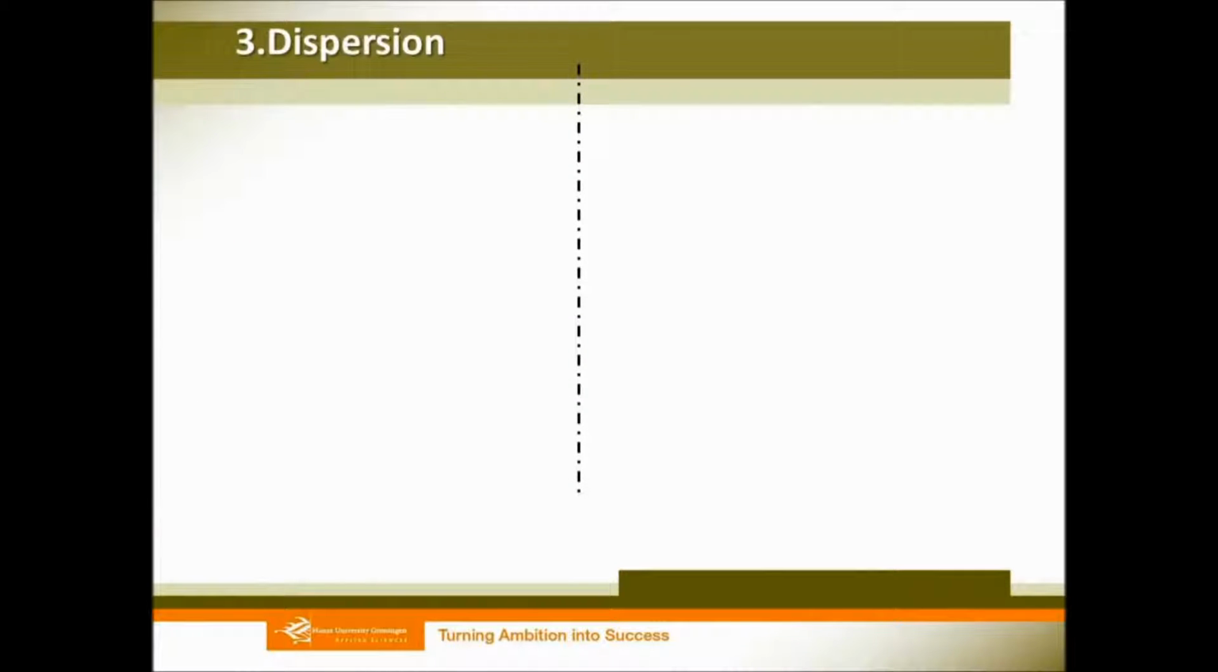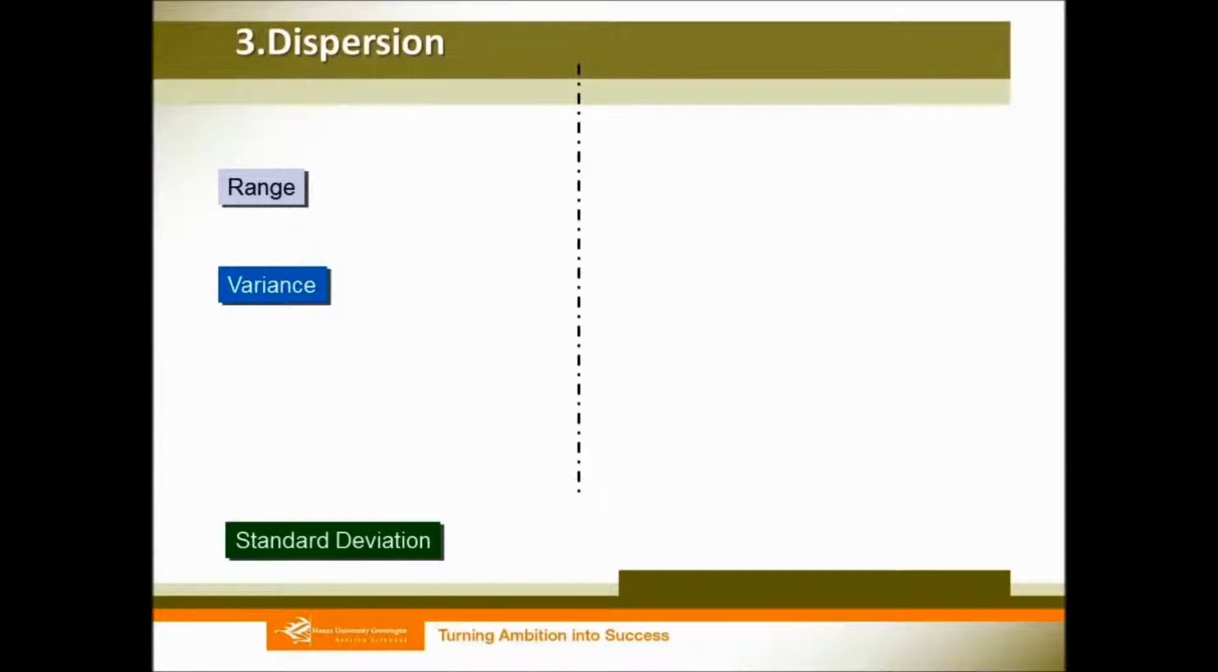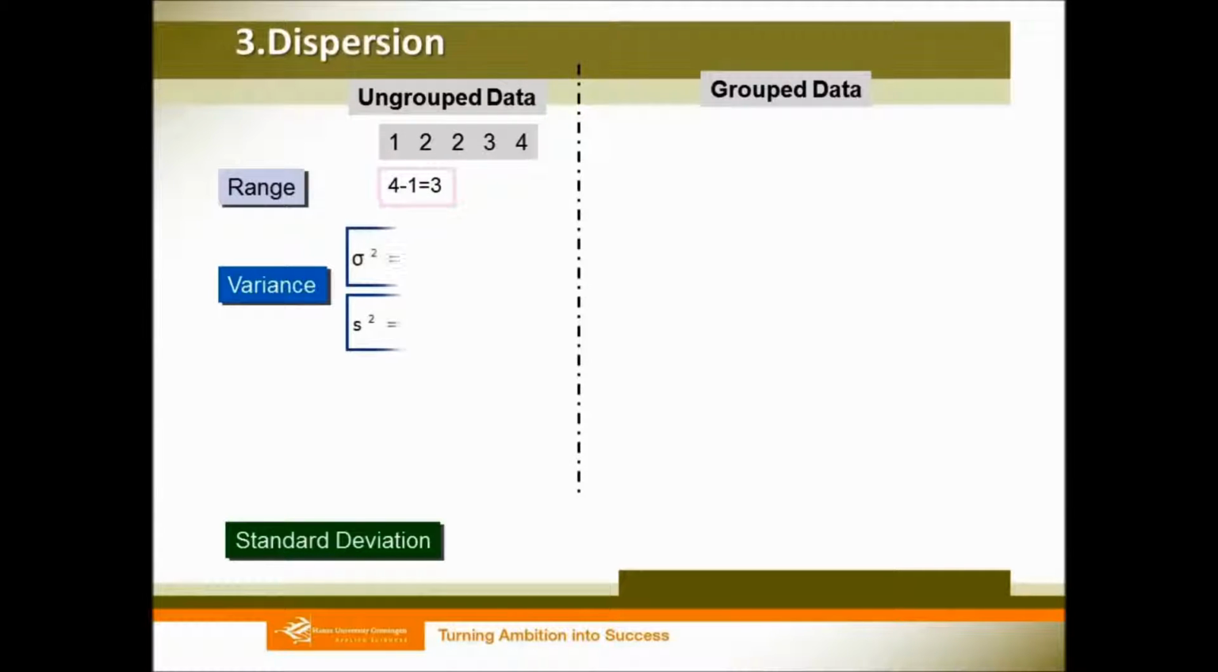For dispersion, we normally talk about three things: range, variance, and standard deviation. We also distinguish ungrouped data and grouped data. For the ungrouped data, range means the highest number minus the lowest number. So in this case, that will be 3. And variance. Variance tells you how spread your data is.